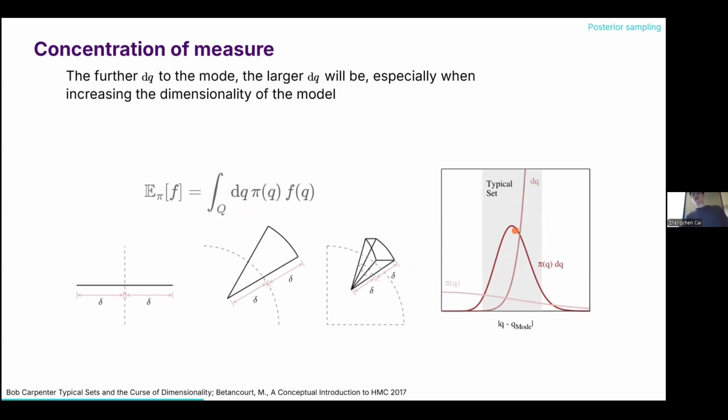In the end, what you get is this dark red distribution, and you want to sample this distribution, which is represented by the gray box. And there is a concept called typical set. So typical set is the region we want to sample in your posterior. Okay?